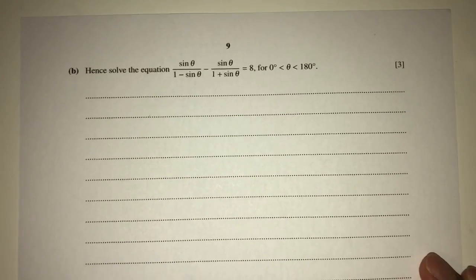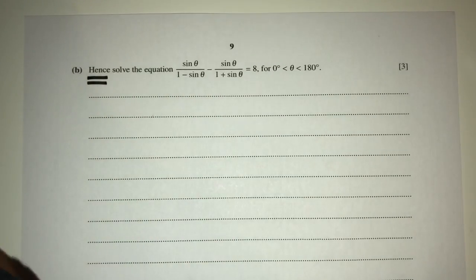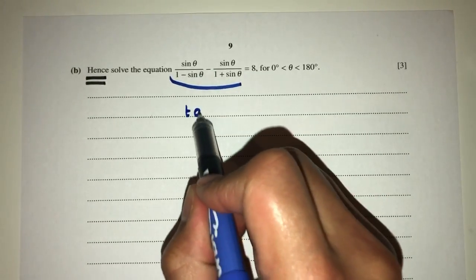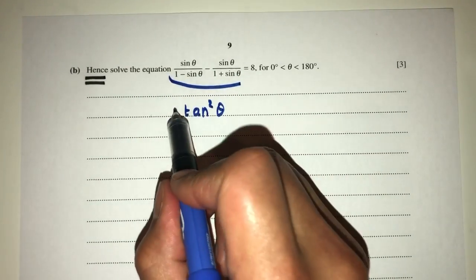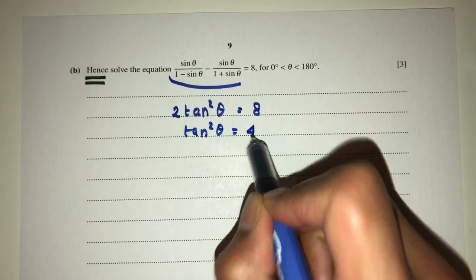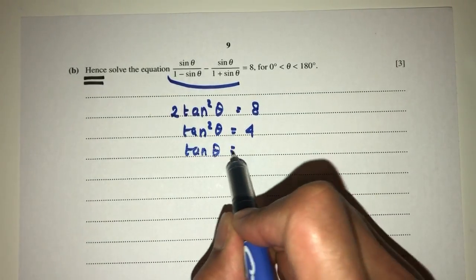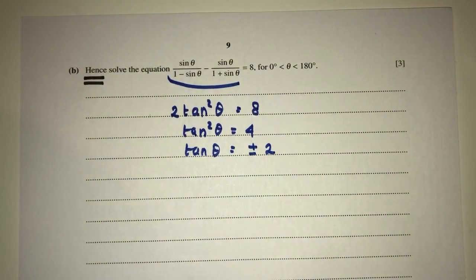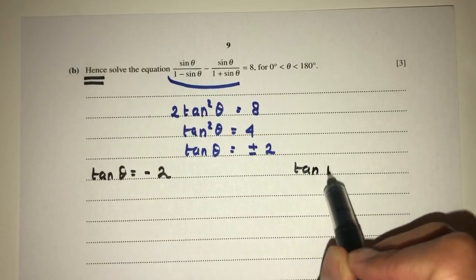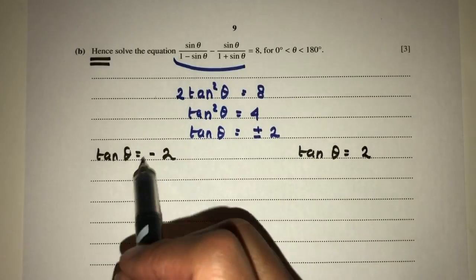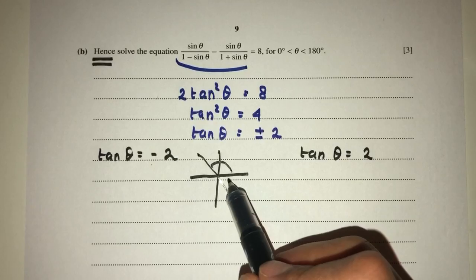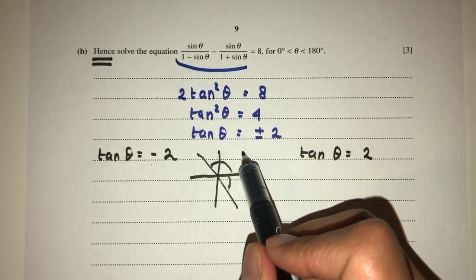Now part B, as you can see, we have hence. Hence means we have to use the previous answer. So we know that this one from the previous part is given by 2 tan square theta, right? Now 2, okay, that should be 8. So tan square theta should be 4. So tan theta should be plus or minus 2. Now we can take tan theta to be minus 2, or tan theta could be plus 2. If it is negative, it will be in this quadrant and in this quadrant. You have to know this is all positive, so it will not be here.